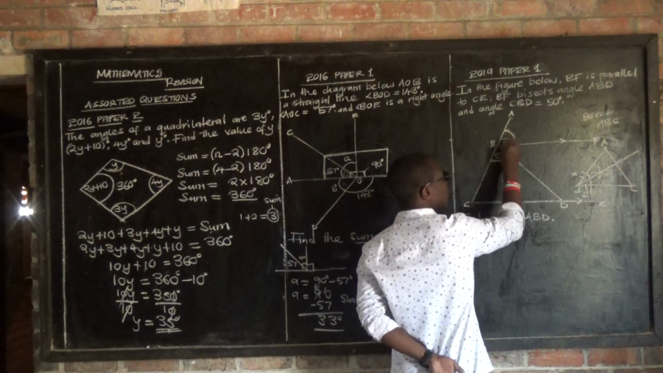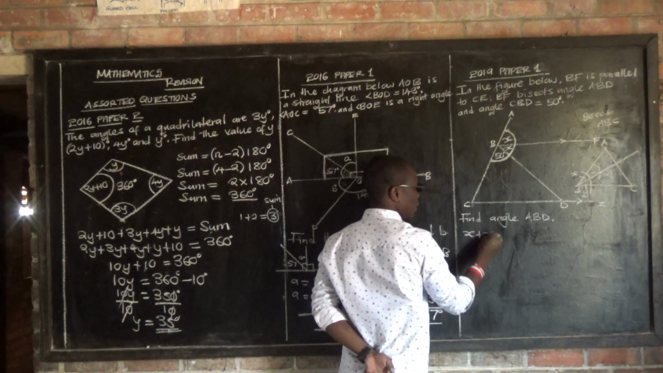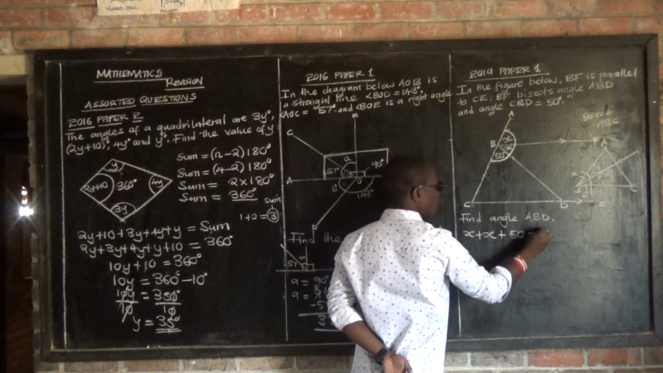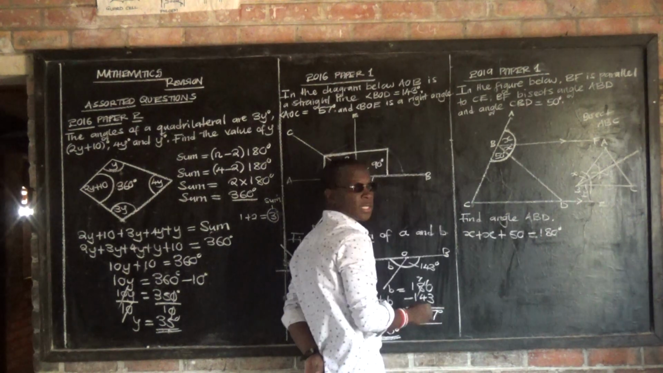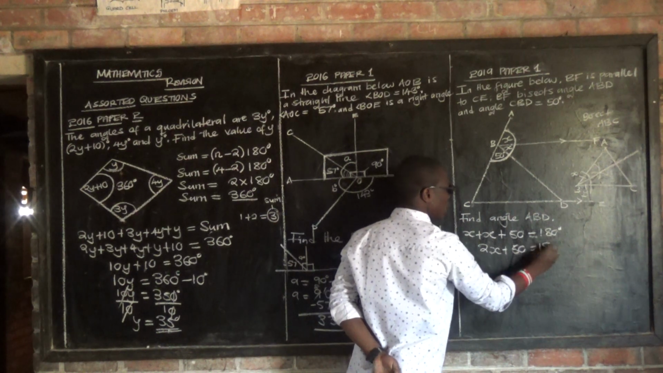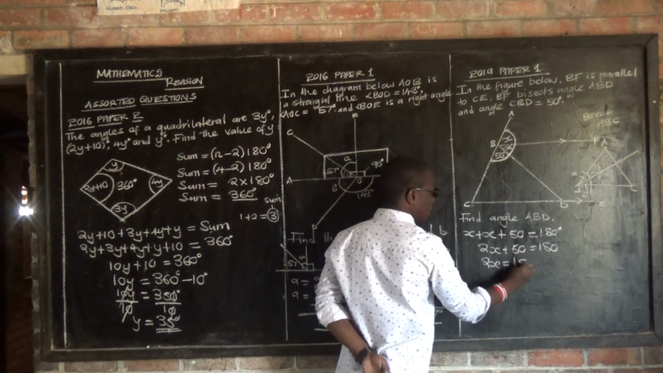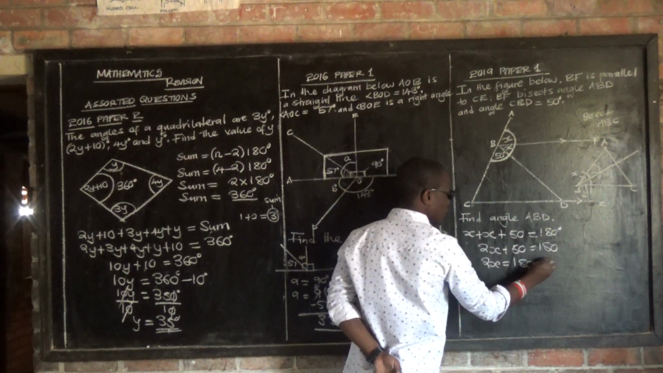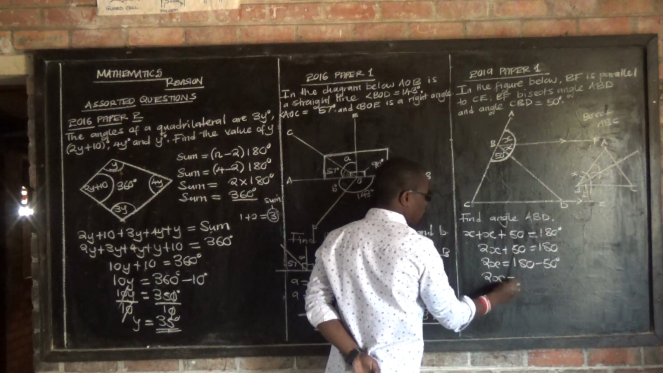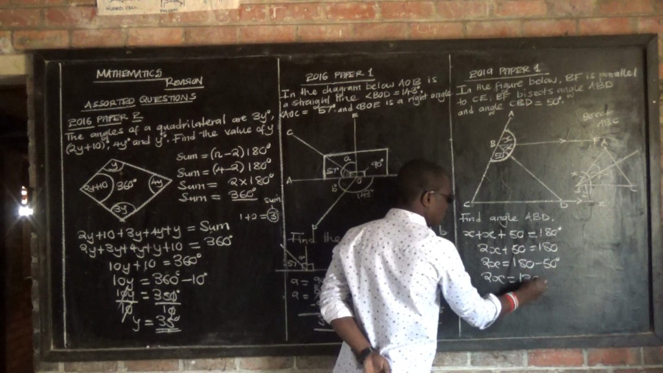So if this is x, this one is also x. You can find x and say x plus x, this angle plus this angle plus this angle, which is 50, is equal to 180, angles formed on a straight line. So x plus x, you get 2x plus 50 equals 180. So 2x is equal to 180, when transposed, minus 50 degrees. So 2x is equal to 180 minus 50, which gives 130 degrees.